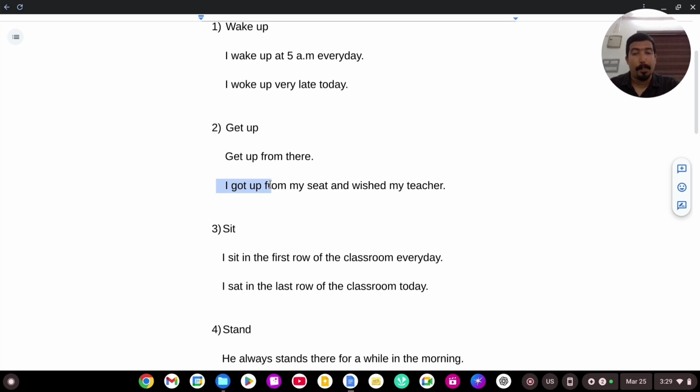And here you can see the past form of the verb. I got up from my seat and wished my teacher. This is the situation in a classroom where there are many students and the teacher enters the classroom, and if I suppose that I am a student there, I got up from my seat. I was sitting until that time, so I got up from my seat.